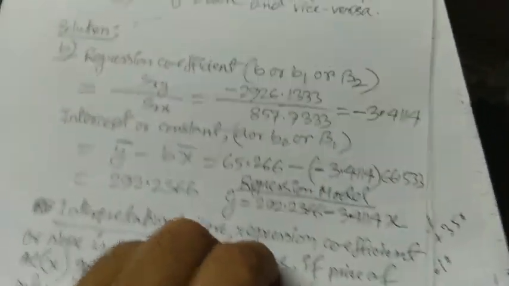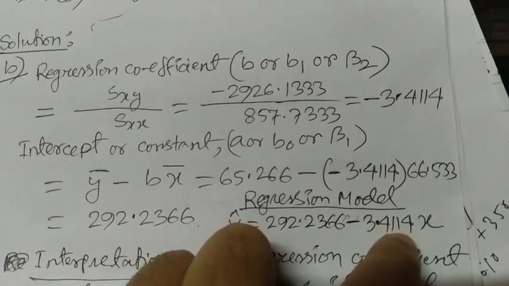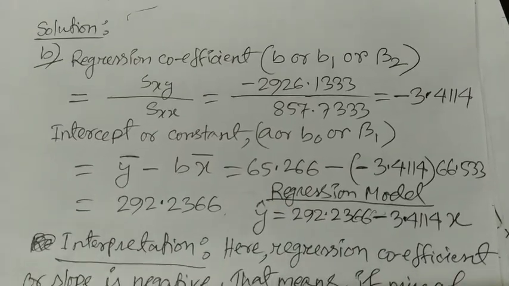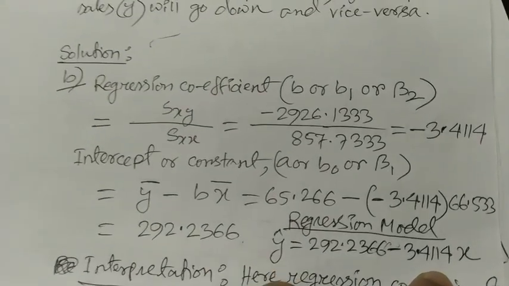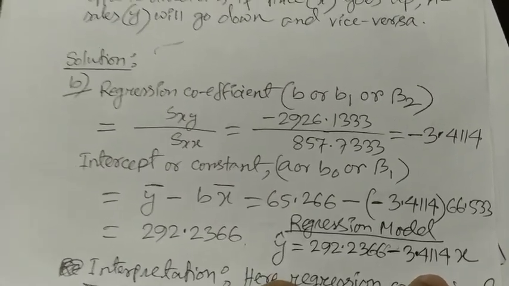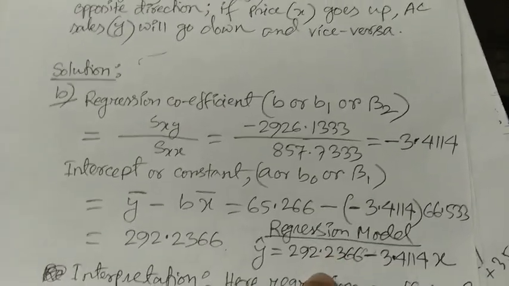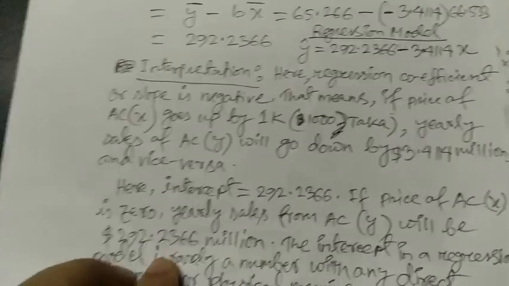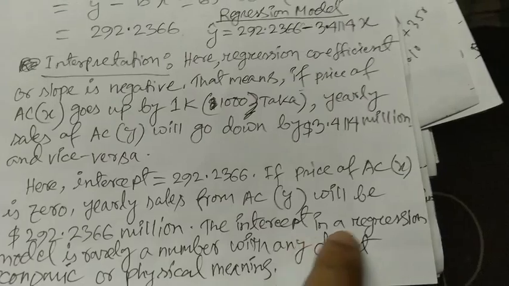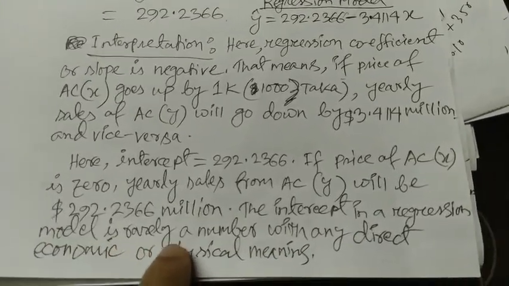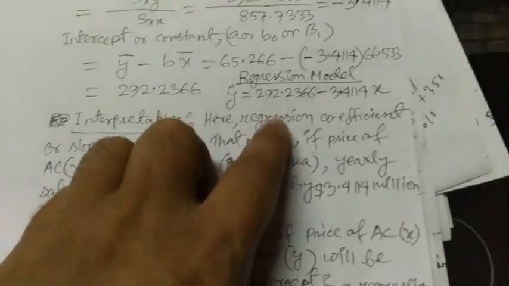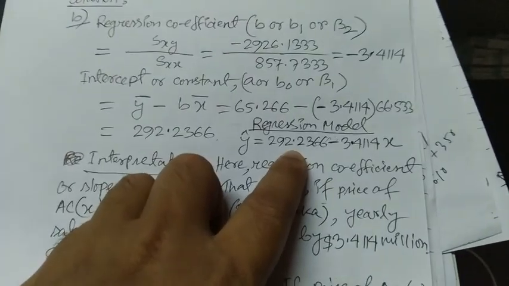But what logic says is, if the AC price is 0, you will receive no revenue. How can you receive revenue if the AC price is 0? If the price is 0, you are not getting any revenue from selling the AC. So how come you are getting this much $1 million from sales? That means the intercept in a regression model is often a number without any direct economic or physical meaning. This value of intercept does not really mean anything.